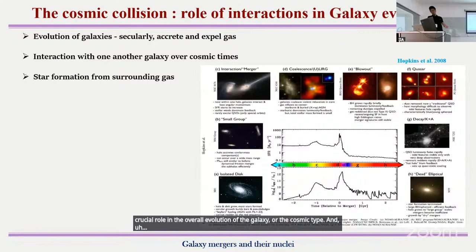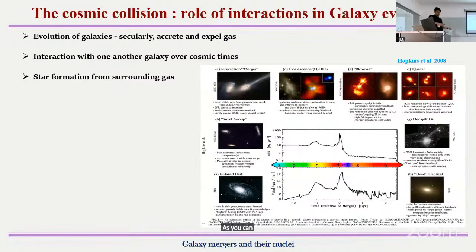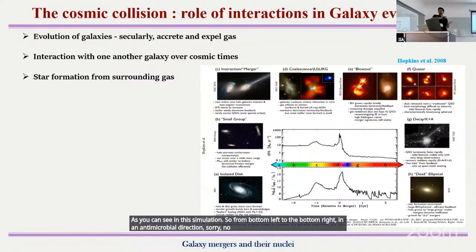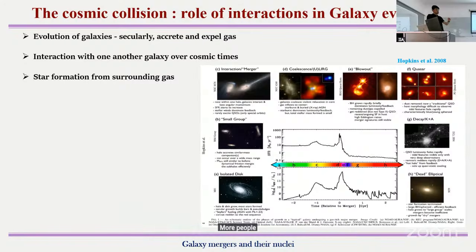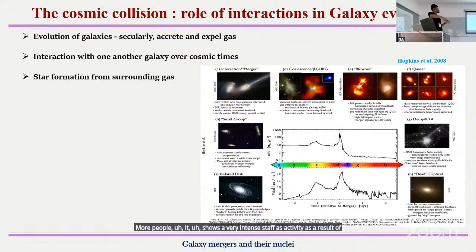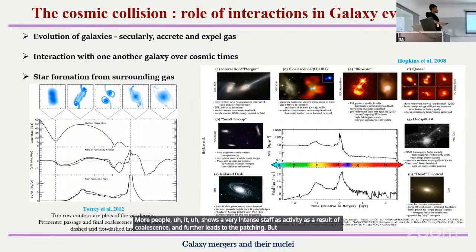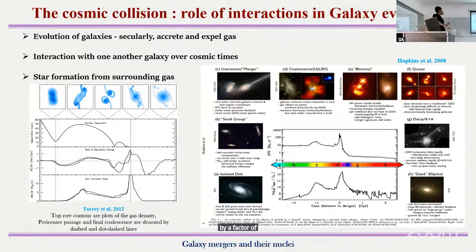And as you can see in this simulation, from the bottom left to the bottom right, in a clockwise direction, whenever a galaxy is going through a merger event, the star formation rate changes in a non-trivial manner. It shows a very intense starburst activity as a result of coalescence and further leads to quenching. But this is not the scenario if we include the feedback mechanism, where the star formation does not change drastically, but is enhanced by a factor of 1 or 2.